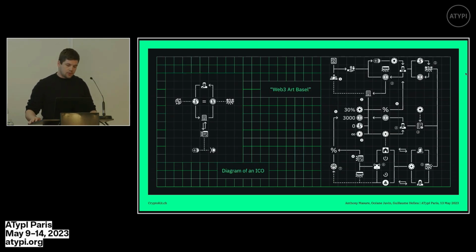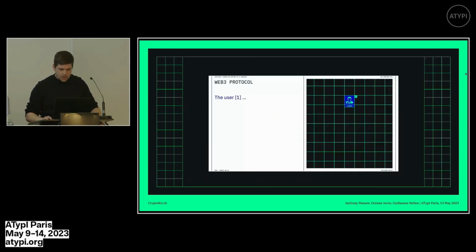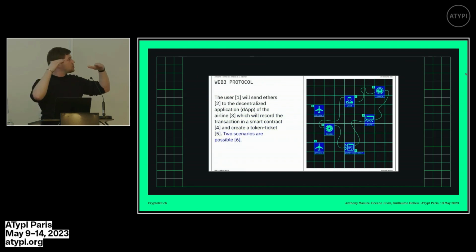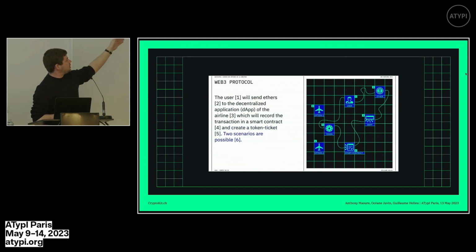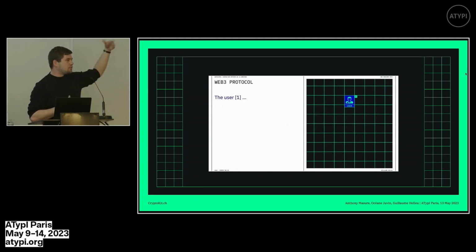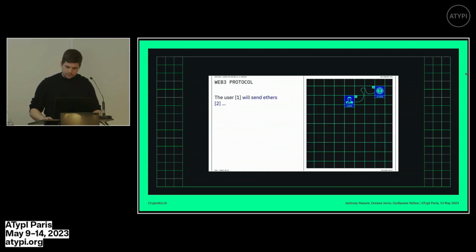So, for example, you have an example of how we can explain a diagram of the ICO, initial coin offering, and on the top, how we can sum up the Web3 Art Basel element. And this diagram is mainly used in classes and lectures that we do, Anthony and I, mainly in HES-SO at Geneva. And we also use them to cut down a narrative. So we explain the function: the user will send Ether to the decentralized app, and we break it down to make it much easier for a student to understand a very complex theme.